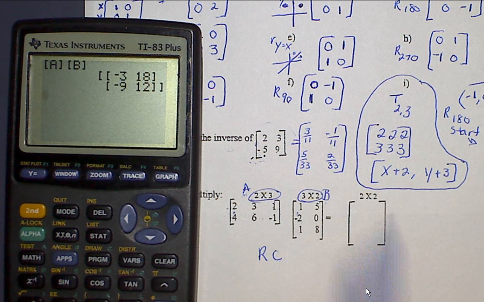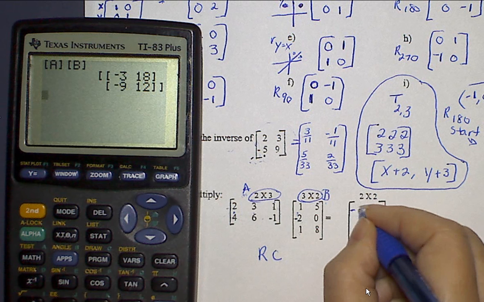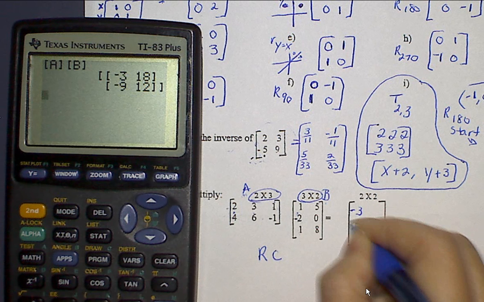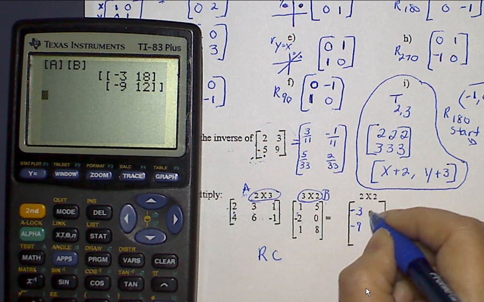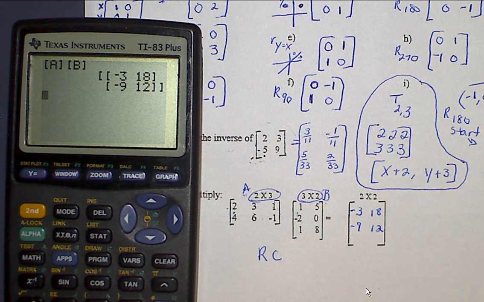So my answer is -3, -9, 18, and 12. Right? Alright, so that is page 3 if you have a graphing calculator.